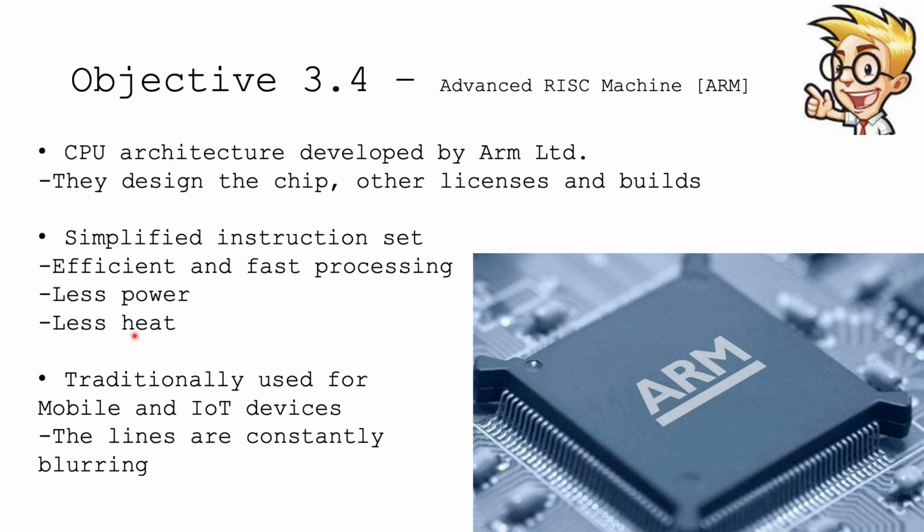Although we commonly see ARM used for mobile devices and Internet of Things devices, the capabilities of ARM-based architectures are greatly expanding these days. And we're starting to blur the lines between the traditional 64-bit operating system and the ARM-based operating system. Ironically, the computer I'm using right now indeed is an ARM system because it's a Mac Mini.